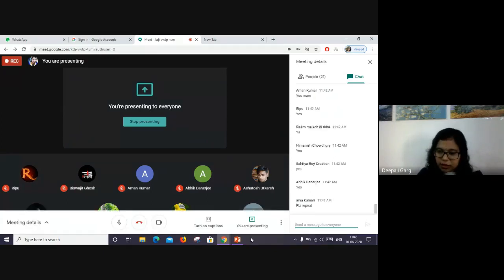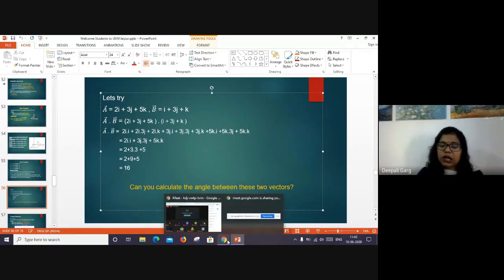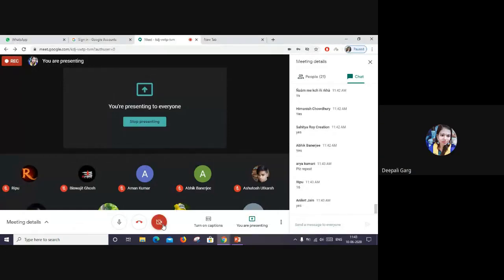Okay, so can you see it from the PPT? A vector is 2i cap, 3j cap, 5k cap, and B vector is i cap plus 3j cap plus k cap. So can you calculate the dot product from here? Ripu is saying it is 16. Right, Ripu, it is 16. Arya is saying 16. Aniket is saying 16. Aman is also saying 16. 16 is the right answer. I'm sure you have calculated 16, not seen from my PPT.